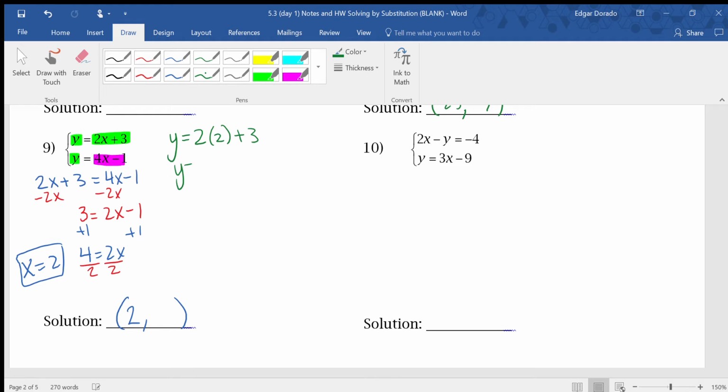So this would be y equals 4 plus 3 for a final answer of 7. So my ordered pair is (2, 7). So verify that you guys got a similar answer on number 9.